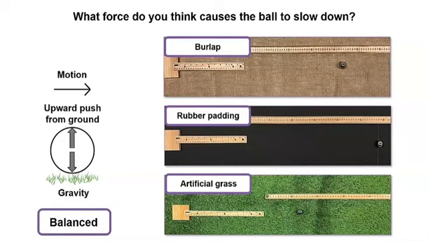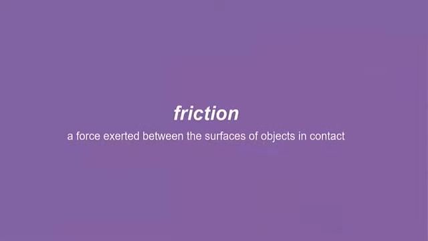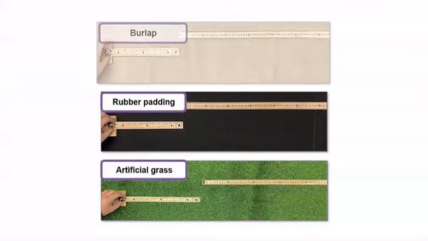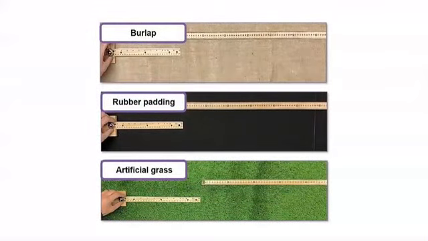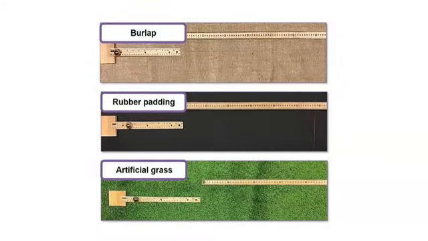That force is called friction. Friction is a force exerted between the surfaces of objects in contact. The surface of the ball is in contact with the different surfaces it rolls across. The force between the surface of the ball and the surface of each material is friction. Friction causes the ball to slow down and eventually stop.